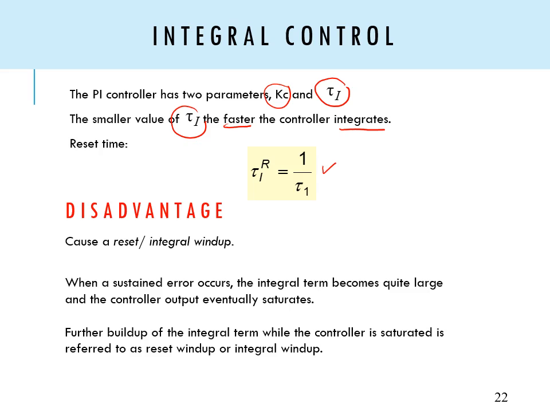So what are the disadvantages of the integral term in the PI controller? Basically, the integral term can cause reset or integral windup. So what is integral windup? Integral windup is the situation where the integral term becomes saturated in the controller. The integral term becomes saturated basically due to a sustained error occurring in the controller.